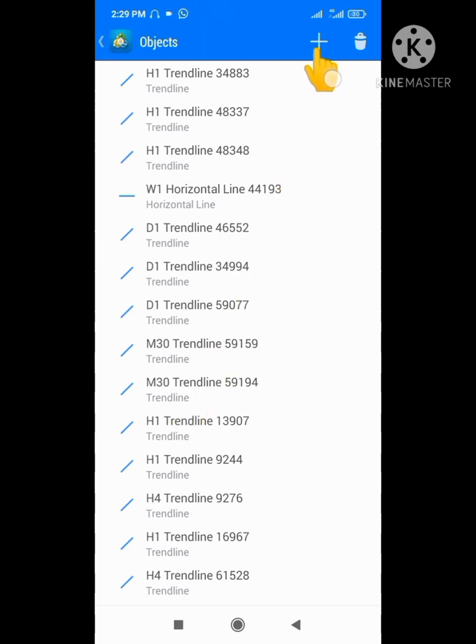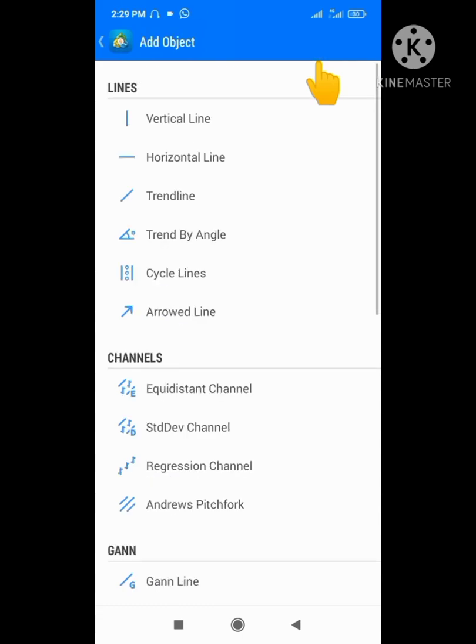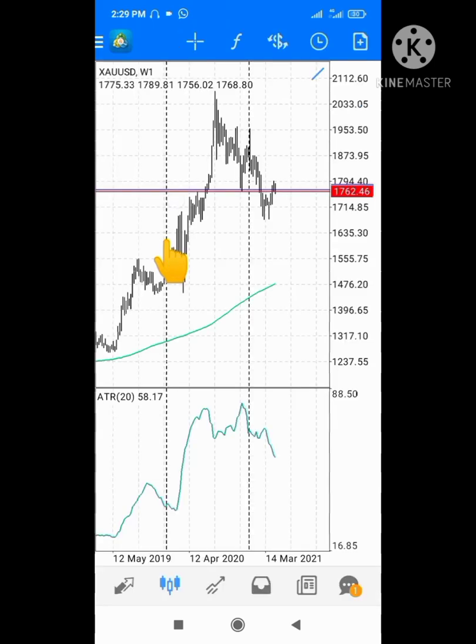What you need to do, you click on this plus sign. As you click on the plus sign, you're coming here to click on this trend line. So you can see, trend line here. As you tap on it, now you come here.